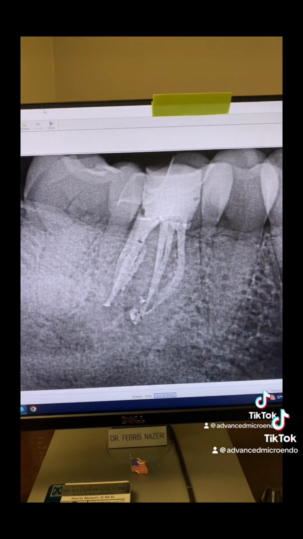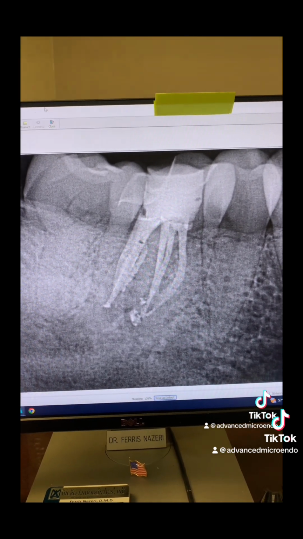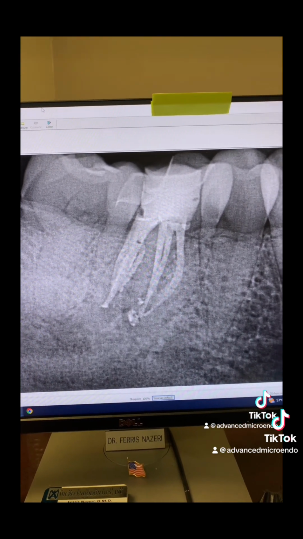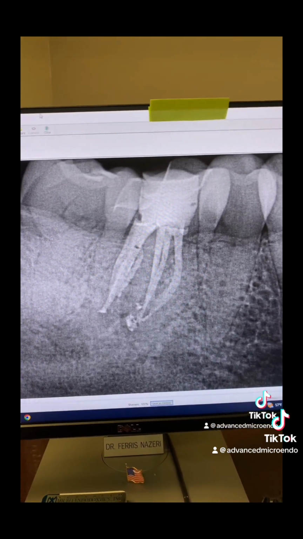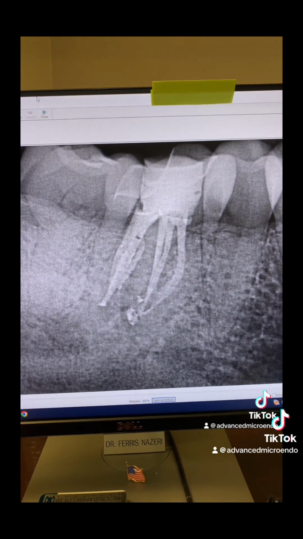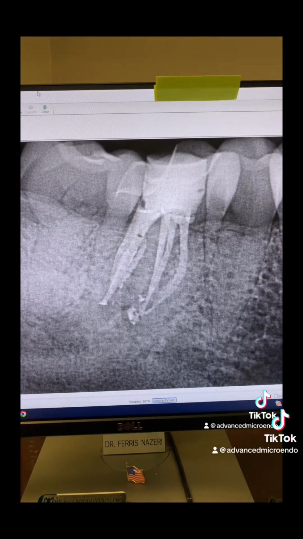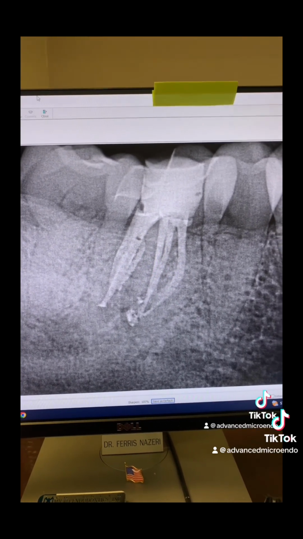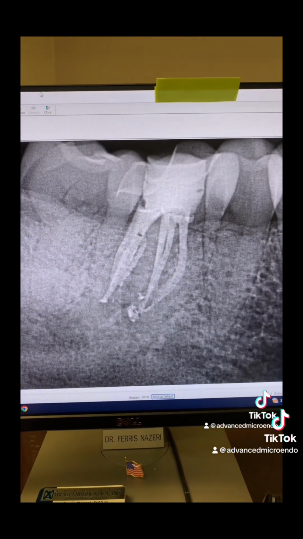So that's why it's important to be able to know and see what you're doing and then do it properly. And then this tooth has a chance. Still, the success rate for this root canal is not 100%. But at least we did everything correctly.